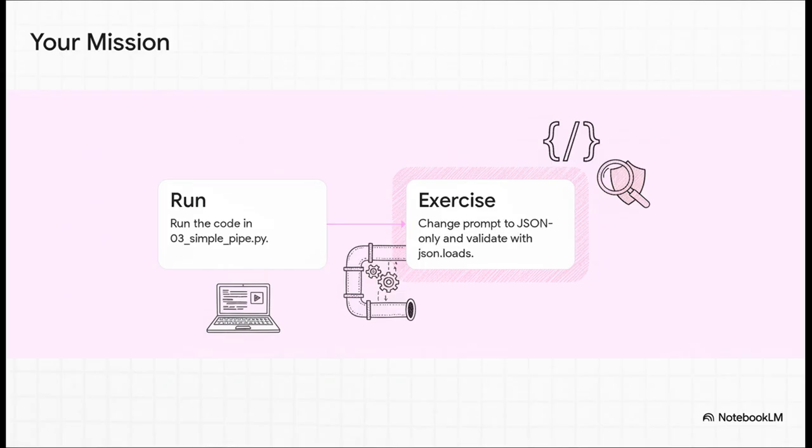Then, for a little extra credit, try changing the prompt. Force it to give you a JSON-only response. And then, in your code, add a little validation with json.loads to make sure it actually gave you what you asked for. This is going to make everything we just talked about click.